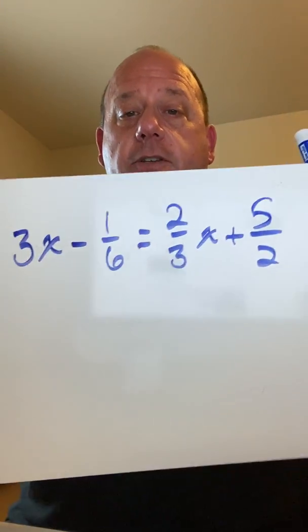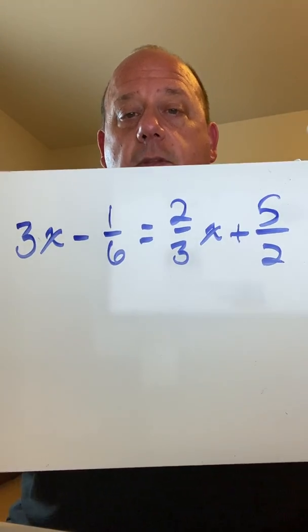I hate fractions. No. Okay, let's say you've got this problem: 3x minus 1/6 is equal to 2/3 x plus 5 over 2. Okay? Fraction, fraction, fraction, fraction. That's what this one is.